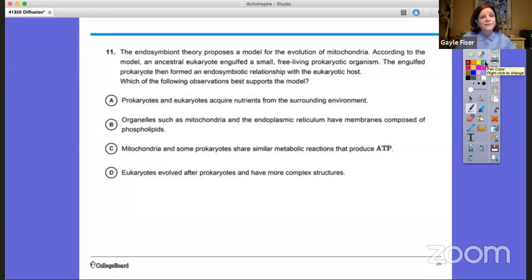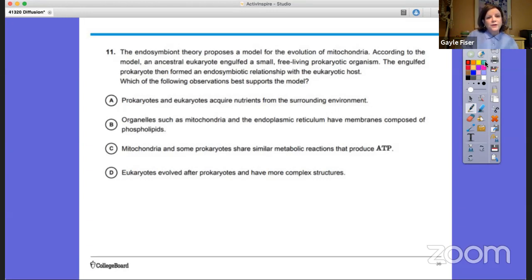All right, the endosymbiont theory proposes a model for the evolution of mitochondria. According to the model, an ancestral eukaryote engulfed a small, free-living prokaryotic organism. The engulfed prokaryote then formed an endosymbiotic relationship with the eukaryotic host. Which of the following observations best supports that model?